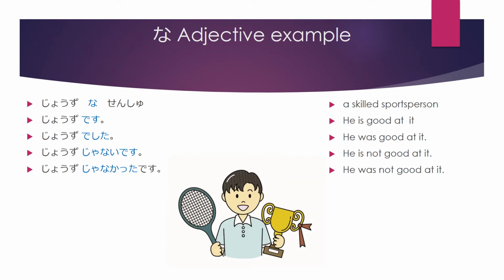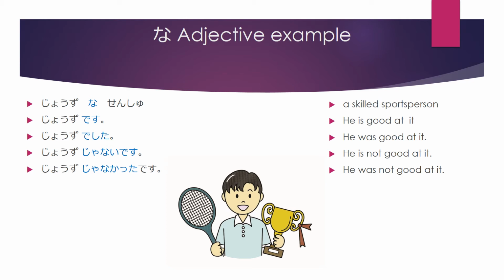So let's look at another example. Jouzu na senshu. A senshu is an athlete, so a jouzu na senshu is a skilled athlete. Jouzu being skilled or good at. Okay, so if we just want to say is good at or I'm good at, jouzu desu. We're not joining it to a noun. We don't need the na. It's present tense. It's positive. We are doing it. It's jouzu desu. I'm good at.